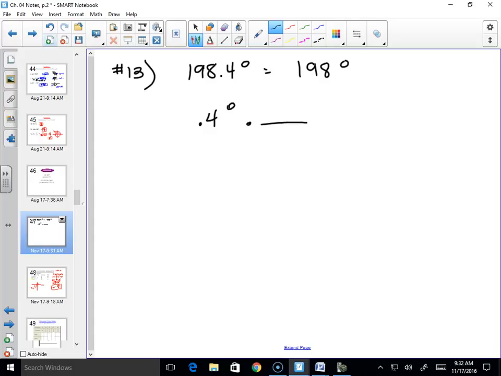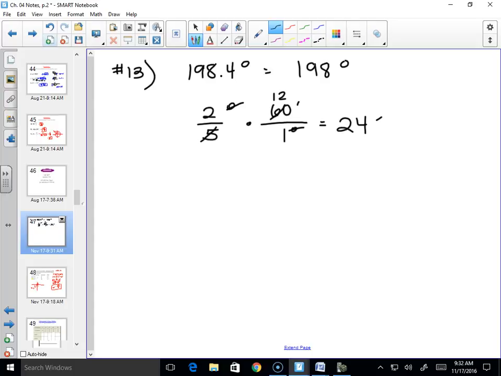Where do degrees go? On the bottom. 60 goes on the top because he's minutes, right? Then we multiply. To be honest, I think this multiplication would be a lot easier if we change 0.4 to a fraction. Oh, hey, 5 and 60 is 1 and 12. 2 and 12 is 24. The degrees cancel, that's minutes.